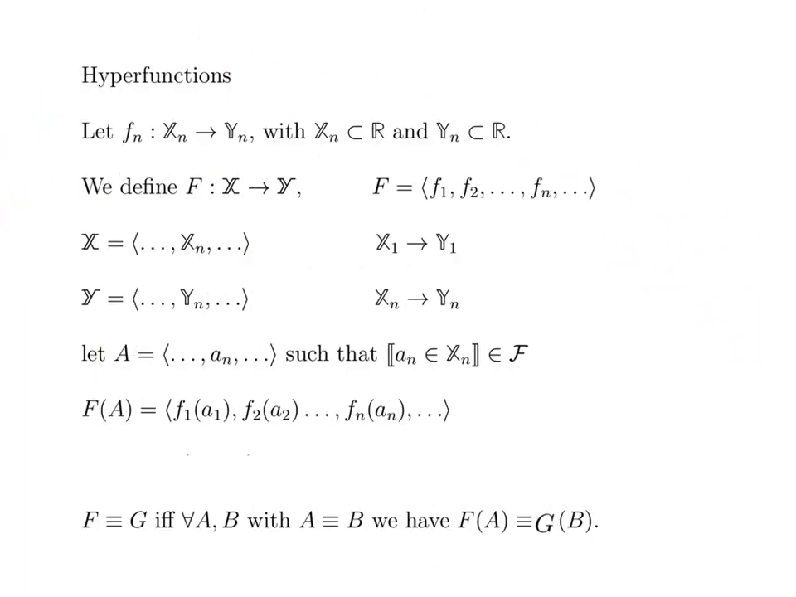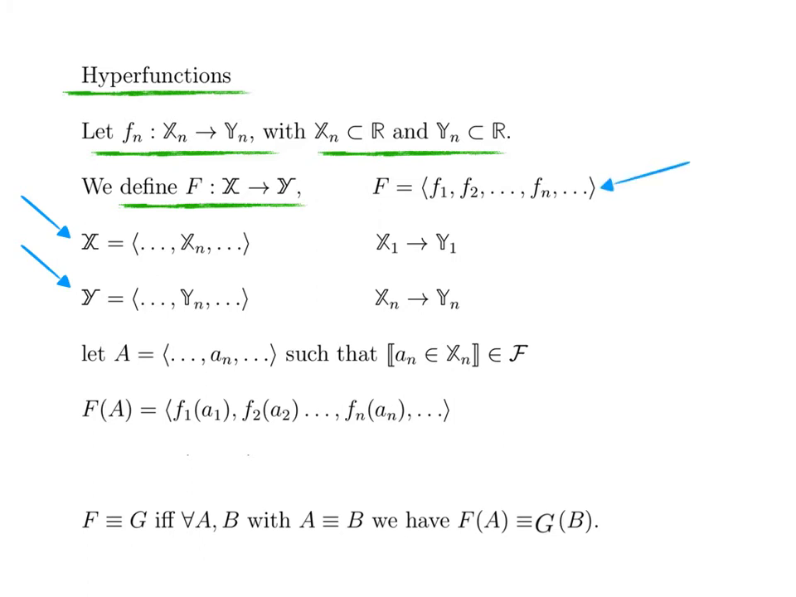Let us now define hyperfunctions by using the same method. So we define fn, a function from xn to yn, both xn and yn being subsets of R. And we define capital F from big X to big Y, big X being defined here, big Y is here, where capital F is defined as a sequence of functions, f1 being defined between x1 and y1, and fn being defined between xn and yn.